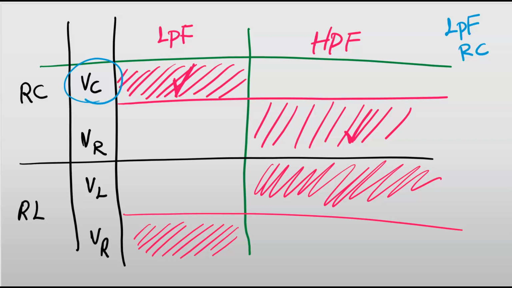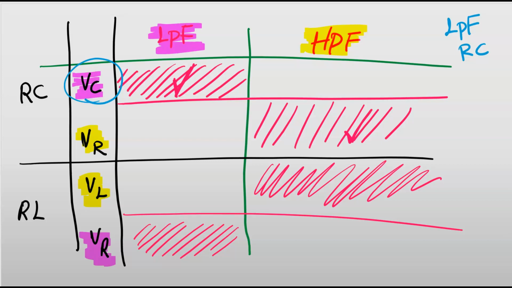So if you focus on the voltage of the resistor in an RC circuit or the voltage of the inductor in an RL circuit, you end up having a high pass filter. And if you focus on the voltage of the capacitor in an RC circuit and the voltage of the resistor in an RL circuit, you end up having a low pass filter. So this is something you should know, and this table can be helpful when you're designing your low pass or high pass filters.